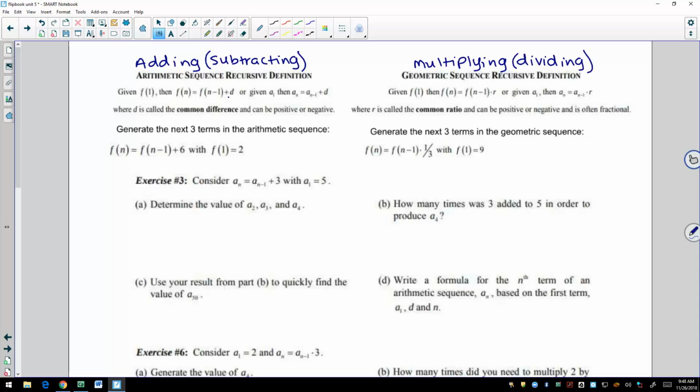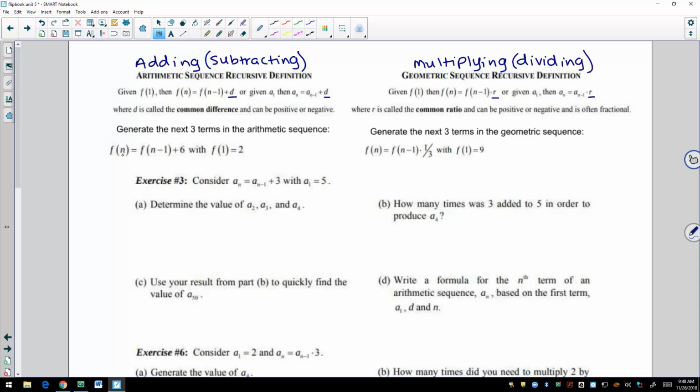By the way, if you look in the notation up here, you'll see D and you'll see R. So D is the common difference, D for difference, it's the number you're adding or subtracting to get from one output to the next. R is the common ratio, it's the number you're multiplying or dividing by to go from one number to the next. So just a quick review, this is from last lesson.